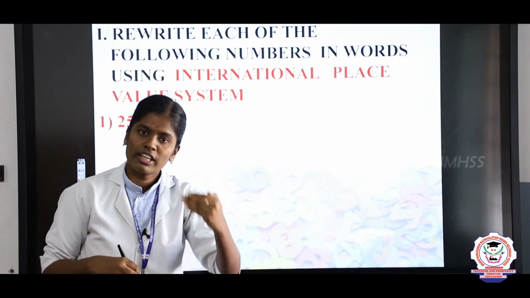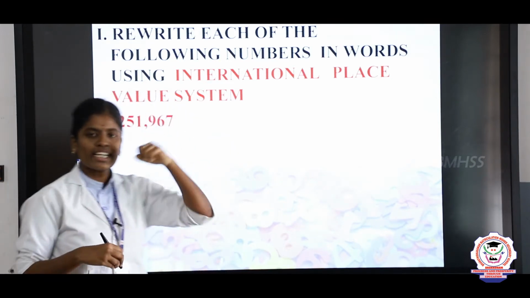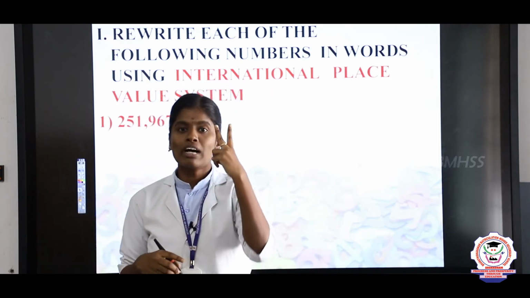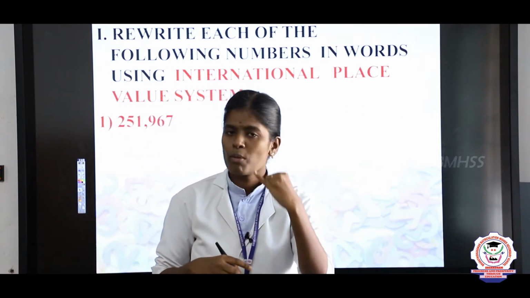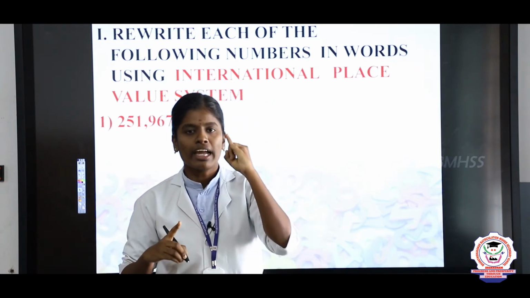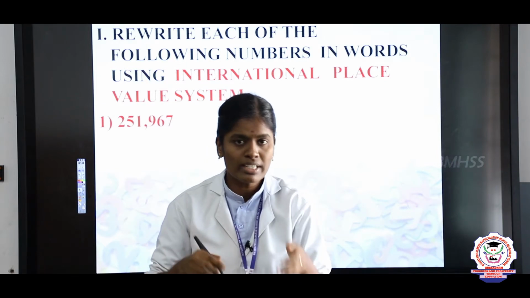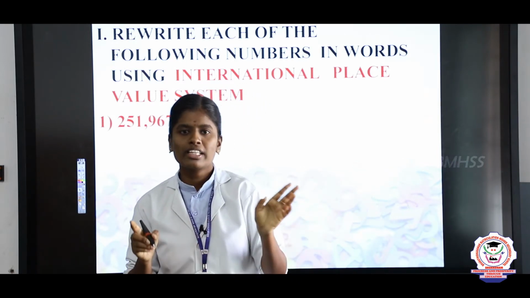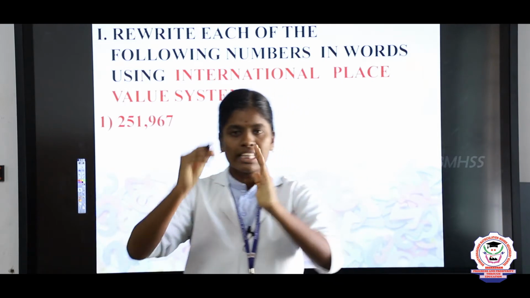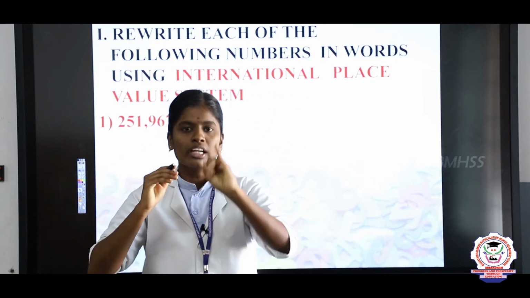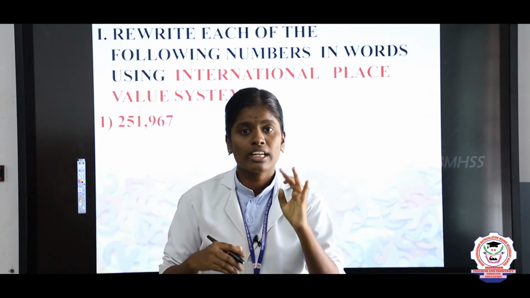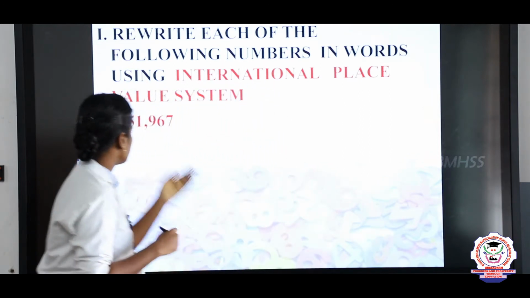Okay children. Today's first topic is rewrite each of the following numbers in words using the international place value chart. We have 2 common periods, ones and thousand, and then 6 sub periods. In the ones column we divided 3 equal parts, in the thousand column also 3 equal parts. The ones column parts are ones, tens, 100. The thousand column is 1000, 10,000 and 100,000. So listen.